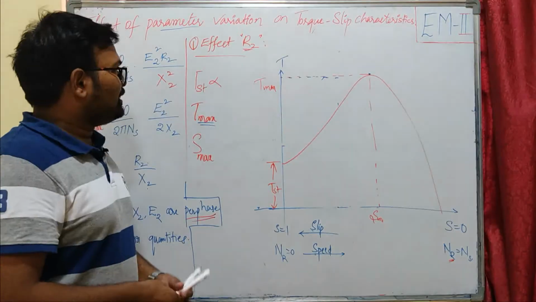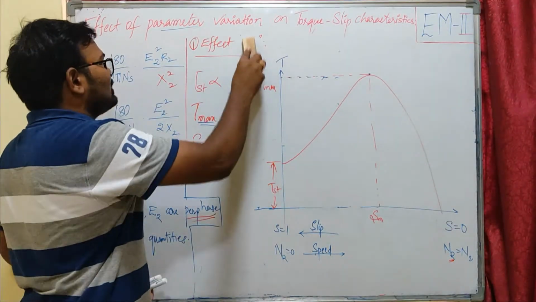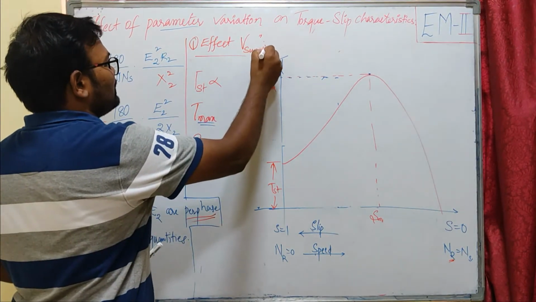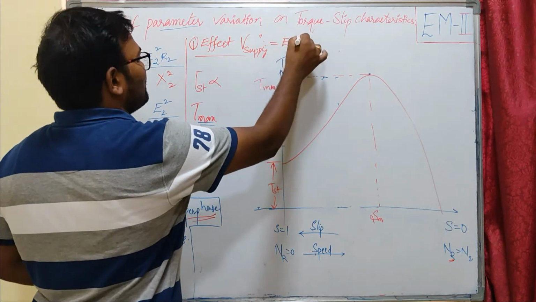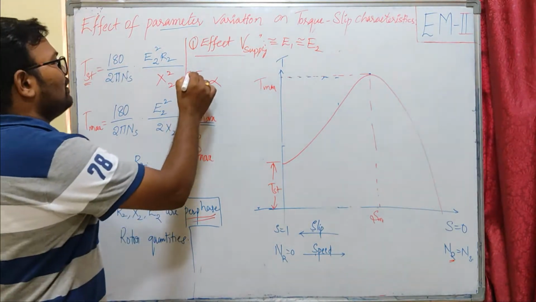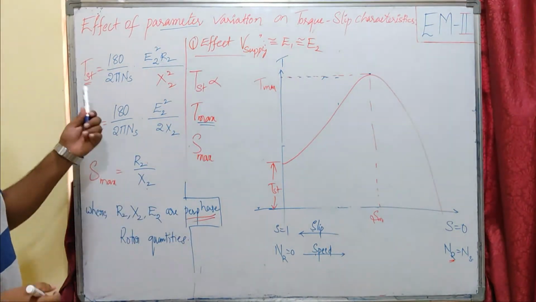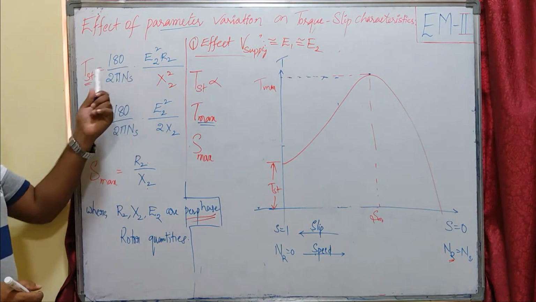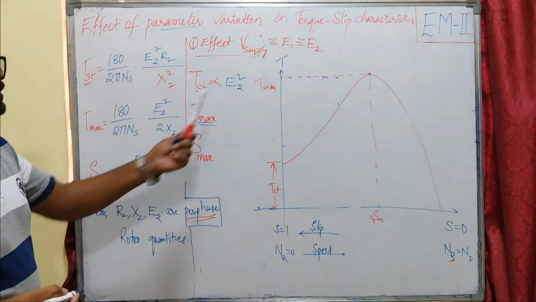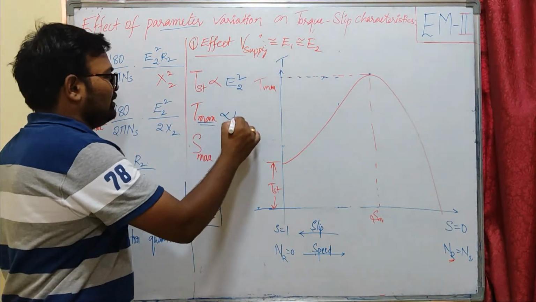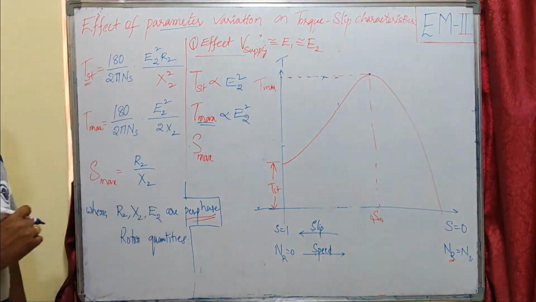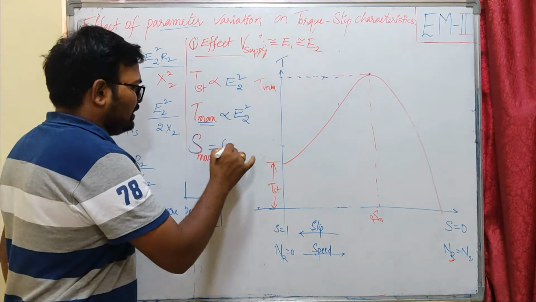Now let us see the effect of our supply voltage on our torque slip characteristics. That means let me consider the effect of our supply voltage, which is nothing but E2 here. Let us see our starting torque behavior whenever we change our supply voltage. Our starting torque is directly proportional to our supply voltage, and our maximum torque is also directly proportional to supply voltage, and our slip is independent of our supply voltage. That means our slip at maximum torque is constant.